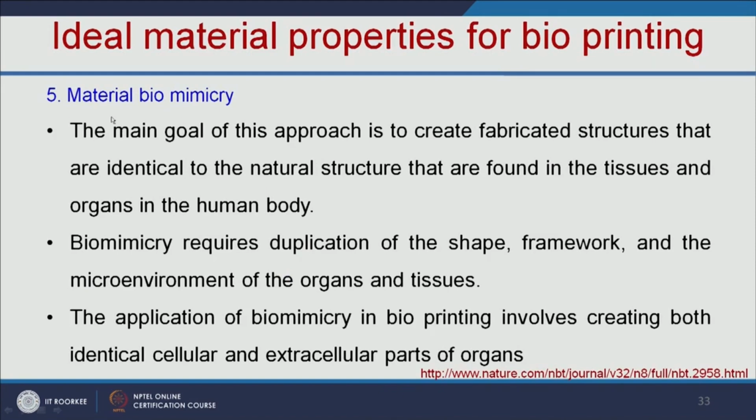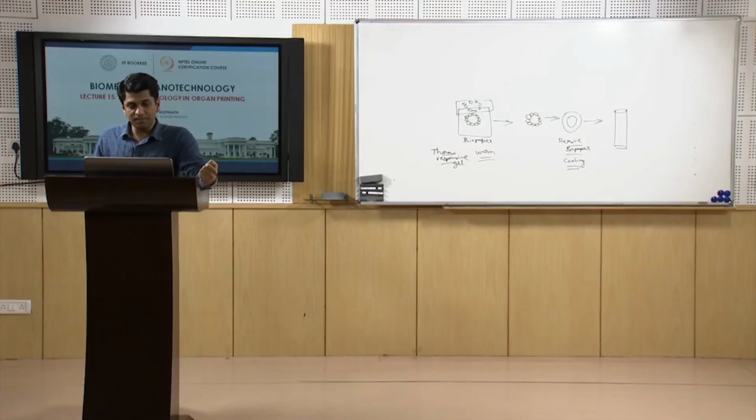The fifth one is important, that is material biomimicry. Biomimicry requires the duplication of the shape, framework and the microenvironment of the particular organ and tissues. The application of biomimicry in bioprinting involves creating both identical cellular as well as extracellular parts of the organ. So in this biomimicry approach, we have to create the same environment. That is the important thing.